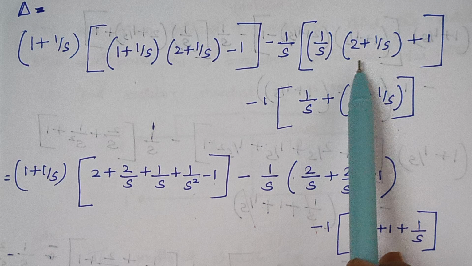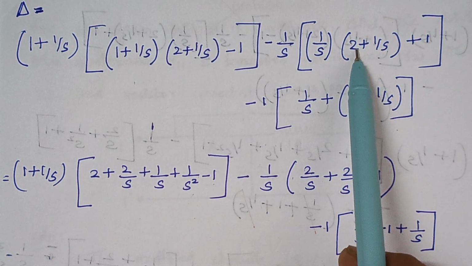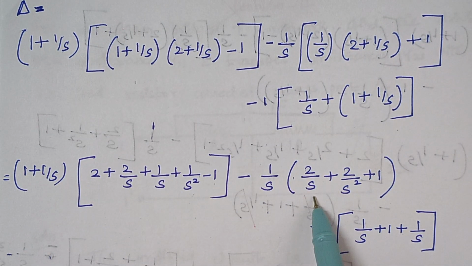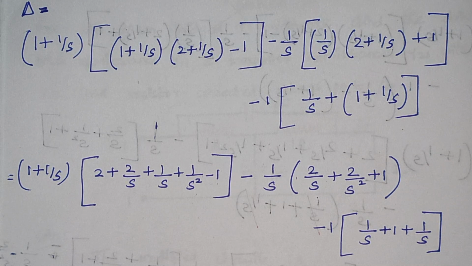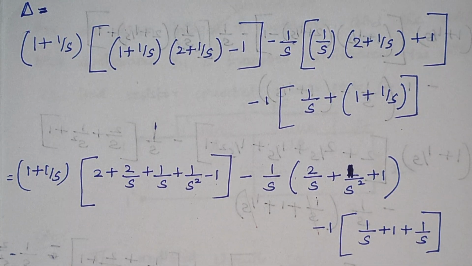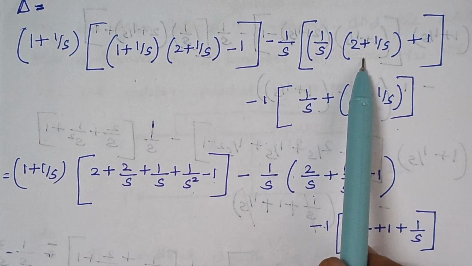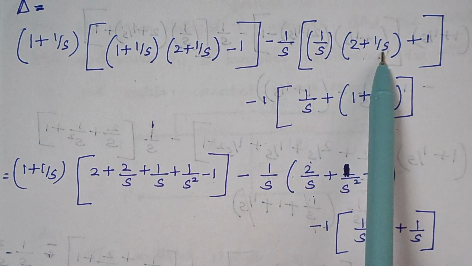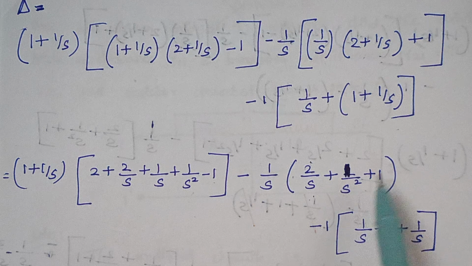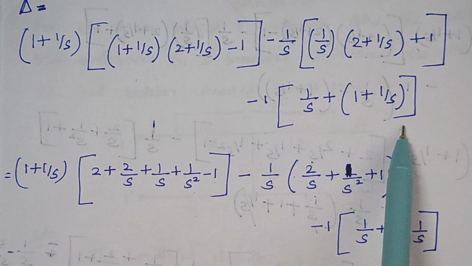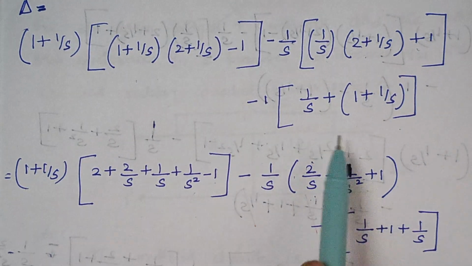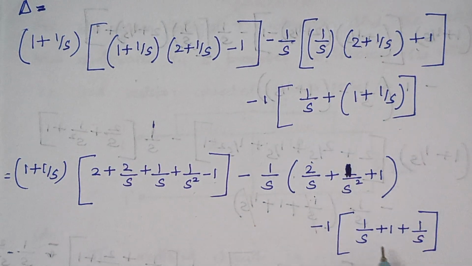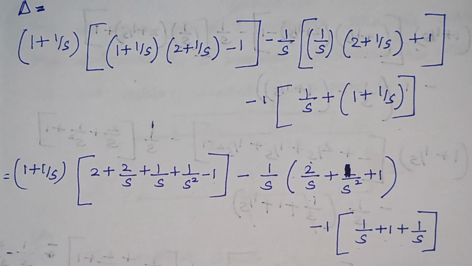Right. So here just we are doing a multiplication. 2 into 1 by s, 2 by s plus. So when you multiply, you see 1 by s into 2, 2 by s, and 1 by s into 1 by s makes 1 by s square, and this plus 1. And here again minus 1. Here I had just removed the bracket. 1 by s plus 1 plus 1 by s.